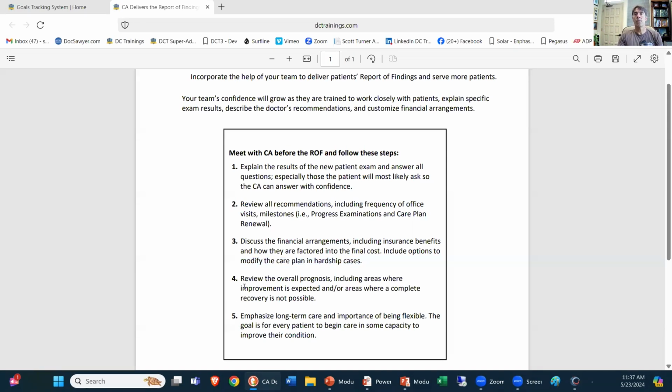Okay. Number 4, review the overall prognosis, including areas where improvement is expected and/or areas where a complete recovery is not possible, right? So that's important. You want to point that out so that your CA is equipped to focus on those areas.